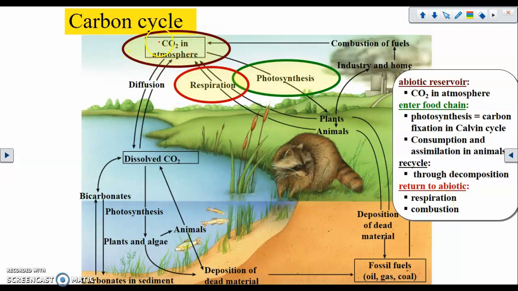Again, the atmosphere, the air, the waters, and the landmass in this case. Okay, now there's other ways that carbon can return back into the atmosphere or into the abiotic realm, and that's through respiration, which is actually done by plants and animals. Okay, and also combustion, meaning burning of these carbon-based compounds.